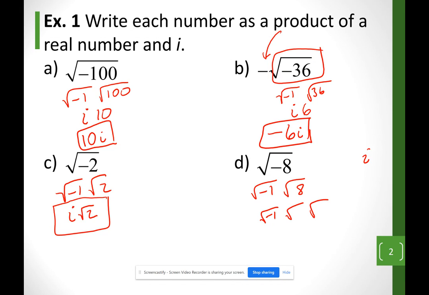I know my perfect squares. 2 squared equals 4, 3 squared equals 9, 4 squared equals 16. So I must choose a number from the right side. I'm going to call it 4 times 2. I know that the square root of -1 is i, the square root of 4 is 2, and the square root of 2 just stays the square root of 2. To write this a little bit better, I'm just going to write this as 2i radical 2. Remember, when there's a whole number and an i, put the whole number first.